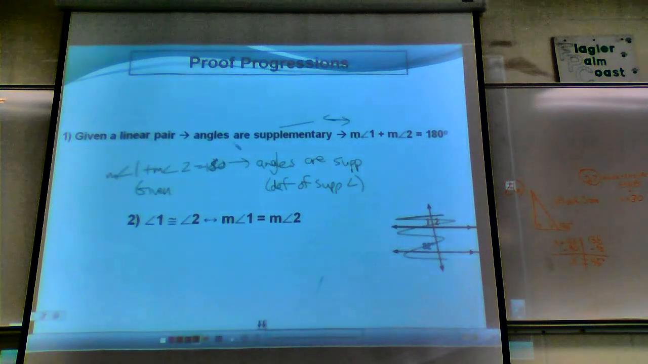Back to the linear pair. All right, next one here. Okay, so this one here too, I've got an arrow going back and forth, right? Remember that's the if and only if thing, my conditional. That means it can go back and forth between the two forever.